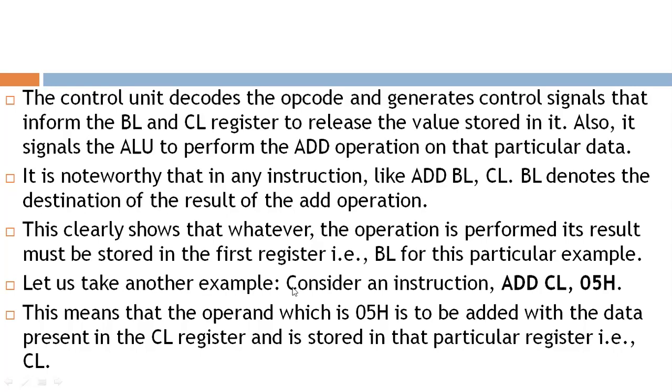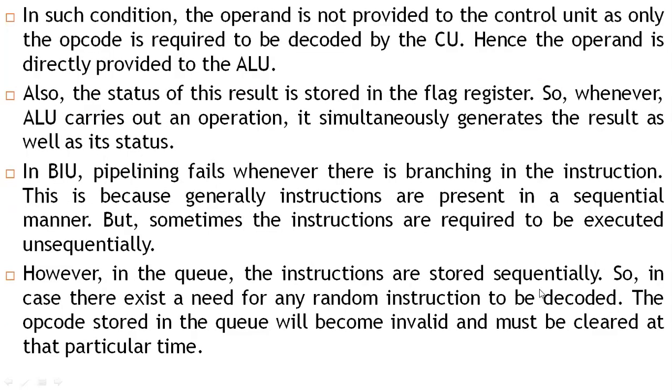For another example, consider the instruction ADD CL, 5H. Here we have direct data, so 05 should be added with the CL register, and the result should be stored in the CL register. In such a condition, the operand is not provided to the control unit, as only the opcode is required, and that opcode needs to be decoded by the control unit. Hence, the operand is directly provided to the ALU, which is 05.